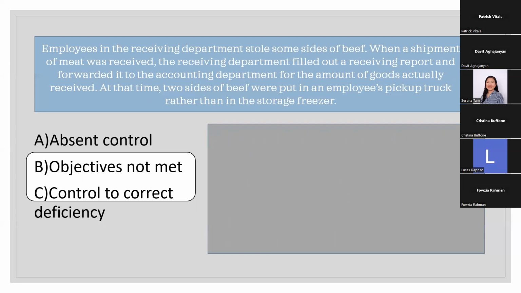Okay, so employees in the receiving department stole some sides of beef. When a shipment of meat was received, the receiving department filled out receiving reports and forwarded them to the accounting department for the accounting of goods actually received. At the time, two sides of beef were put into employees' pickup truck rather than in the storage freezer. Okay, so which absent control is this?